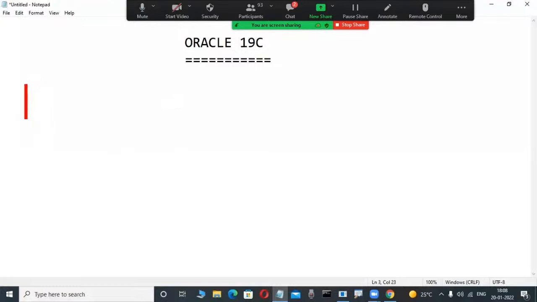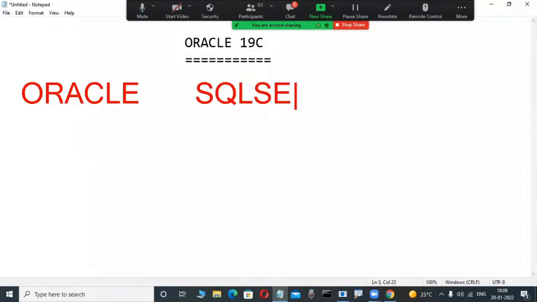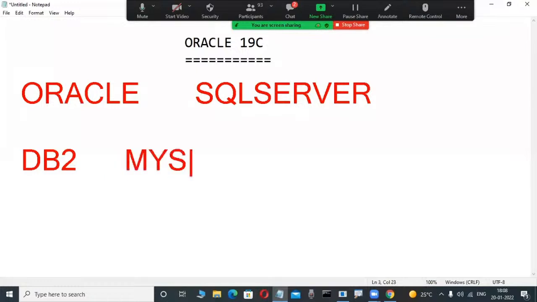Not only Oracle, so many database products are available on the software side. Suppose Oracle is a database product from Oracle Corporation. Observe different companies. SQL Server is a database product from Microsoft. DB2 is a database product from IBM. MySQL is an open source database product, but nowadays Oracle Corporation is purchasing it.